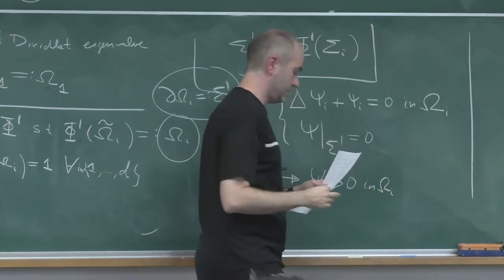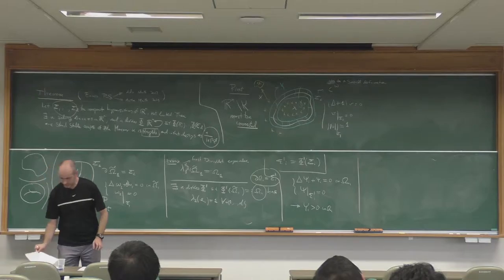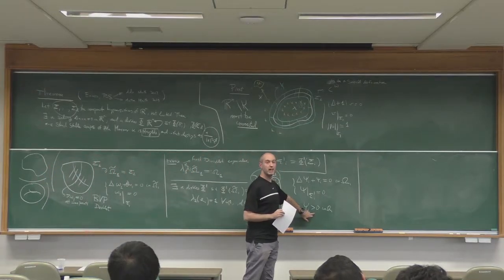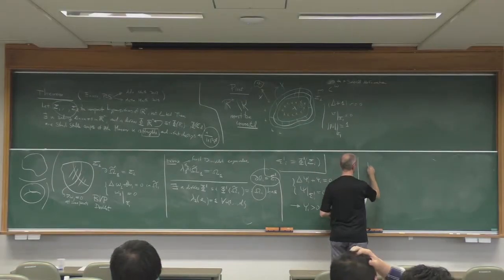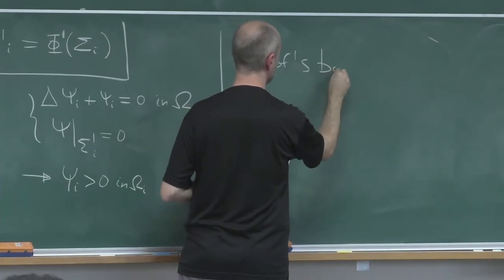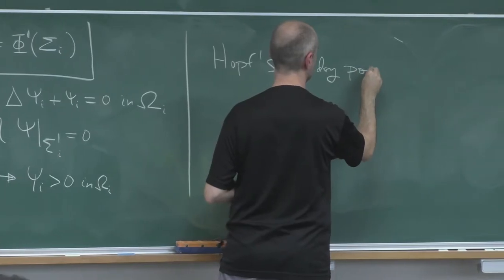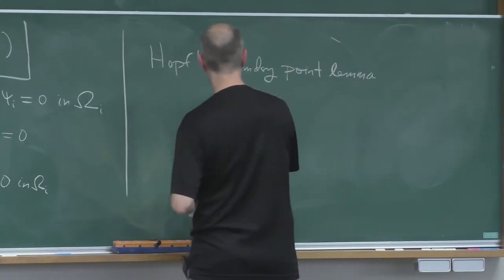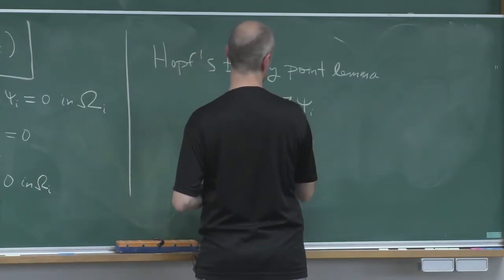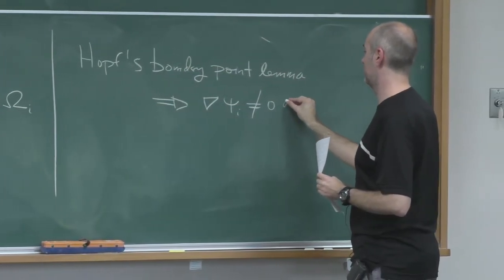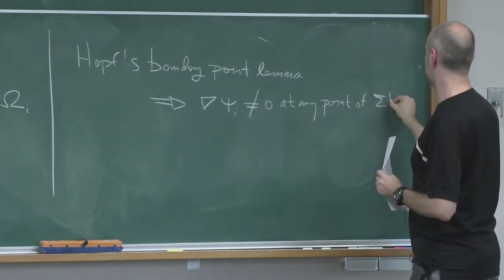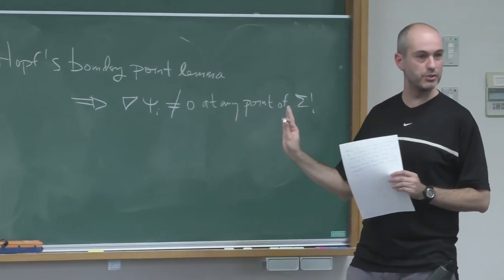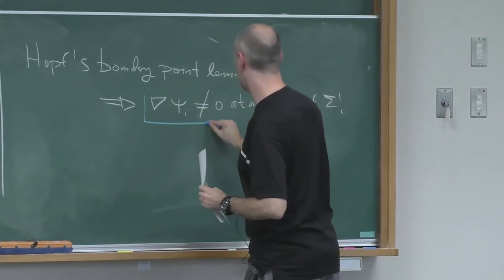Okay. So now just realize that by positivity and Hopf's boundary point lemma, this solution to the elliptic PDE, which is zero on the boundary and is positive inside, has a gradient that doesn't vanish. Hopf's boundary point lemma implies that the gradient of c I is different from zero at any point of the boundary of sigma I prime. So this is good, because this will be Thom's condition. The gradient does not vanish.